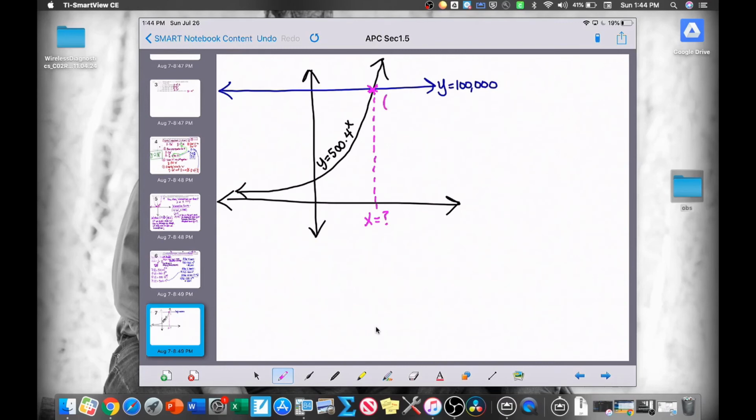Because this ordered pair, something, 100,000, is the answer to the question. And of course, I know I can use my graphing calculator to do this. I can just plug the two functions in and calculate the intersection.